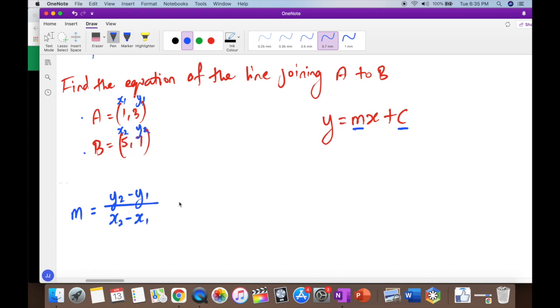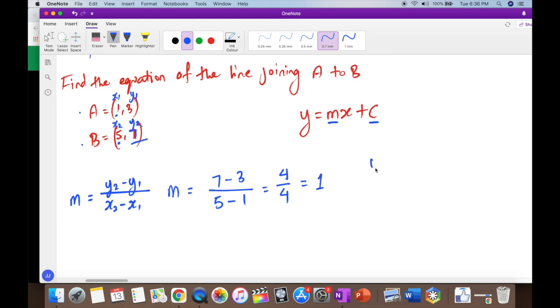So the gradient m is equal to y2, which in this case is 7, minus y1, which is 3, divided by x2, which is 5, minus x1, which is 1. Now 7 minus 3 is 4, and 5 minus 1 is also 4, so the gradient is 1. So m is 1, and now we have the line y = 1x + c. We almost have the equation of the line, but we just need to find c.